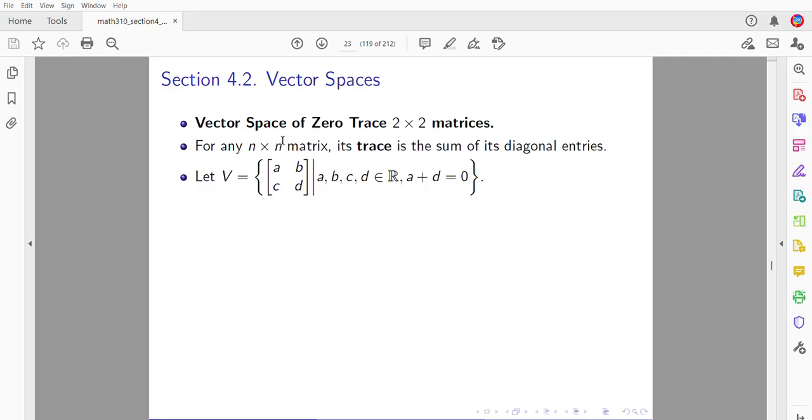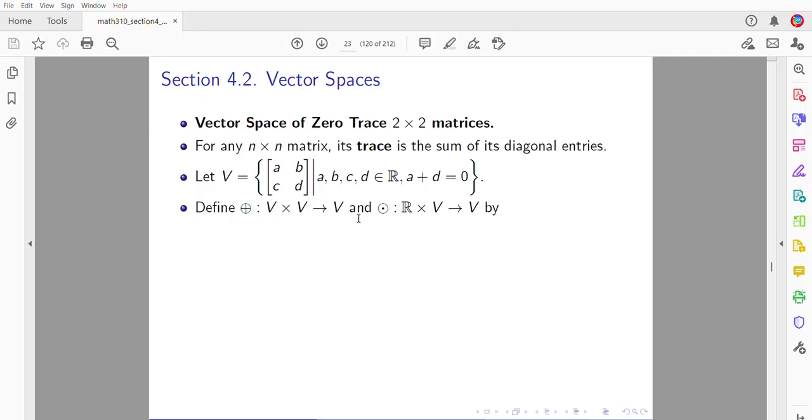Let V be the set of 2 by 2 matrices such that A plus D is 0. That is, its trace is 0. Okay? I hope you'll remember this. Trace means the sum of its diagonal entries. Zero trace is when the trace is 0. So you have taken a collection of matrices where the entries are all real numbers and A plus D is 0. Okay? Let's define O plus from V cross V to V.